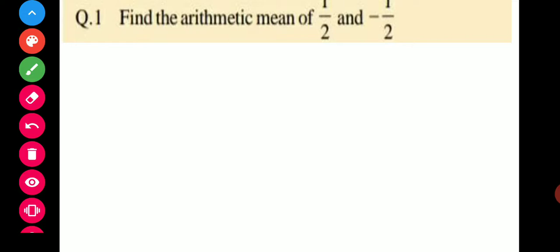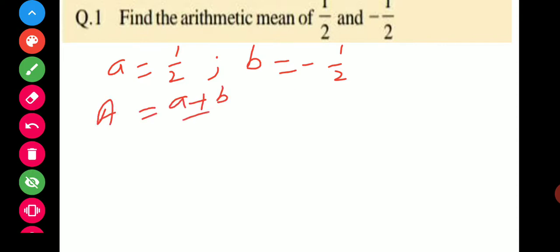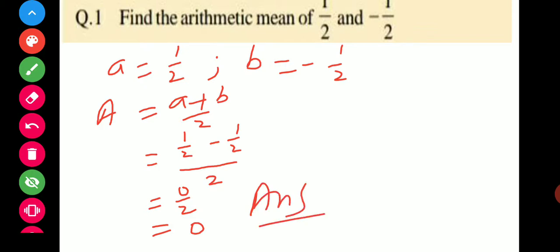Come to the first question. Find the arithmetic mean of 1 by 2 and minus 1 by 2. How can we do this question? First of all, A is given as 1 by 2 and B is given as minus 1 by 2. As you know, the arithmetic mean formula is (A plus B) by 2. So it is 1 by 2 plus minus 1 by 2, upon 2. So it becomes 0 upon 2, so that is 0. That is your answer.